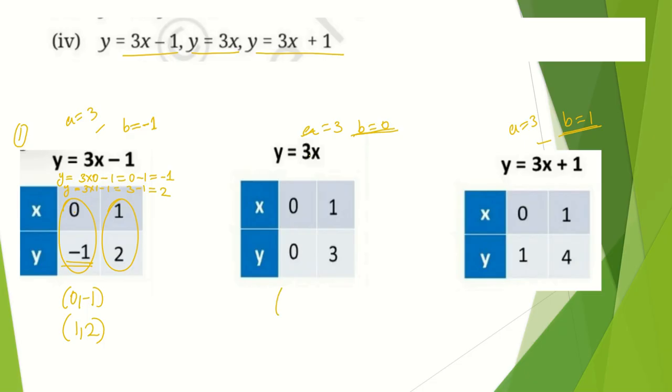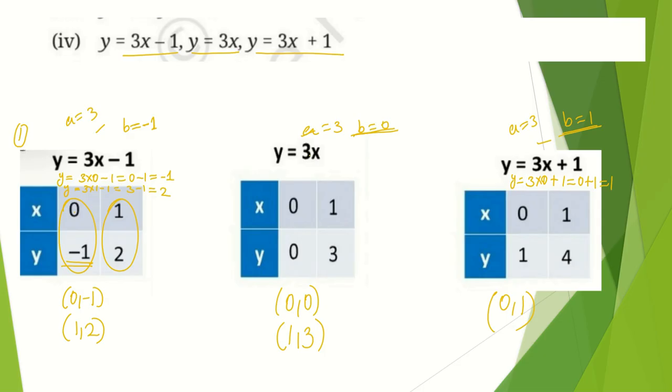Okay. The second case is clear, like the last question. If x is 0, y will be 0. If x is equal to 1, y will be 3. So 0, 0 and 1, 3 are the points. Last case, 3x plus 1. If x is equal to 0, y will be 1. Why? Because y will be 3 into 0 plus 1, which gives you 0 plus 1, that is 1.